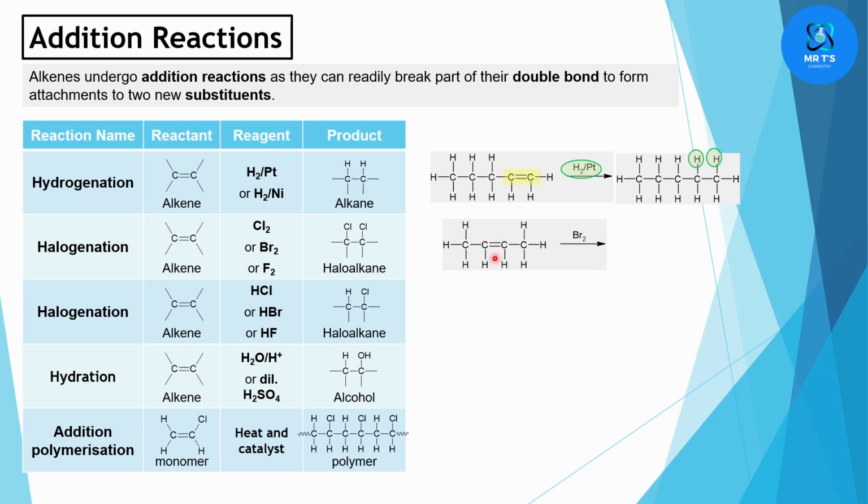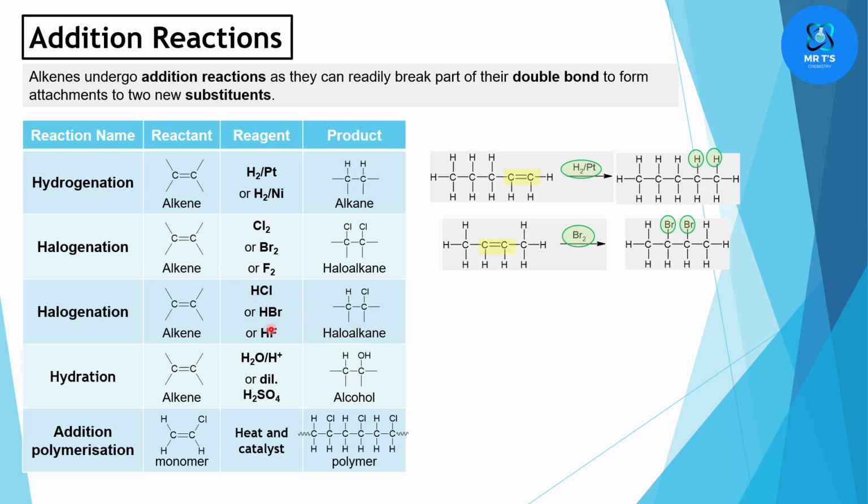Remember again, the double bond is going to break between the 2 carbons, and that's where we're going to attach them. Now we don't have a catalyst with the bromine, they're quite reactive, so it will break this double bond and we will add 1 bromine atom each to where the double bond was broken, and here we get a haloalkane, and of course this is going to be called 2,3-dibromobutane.